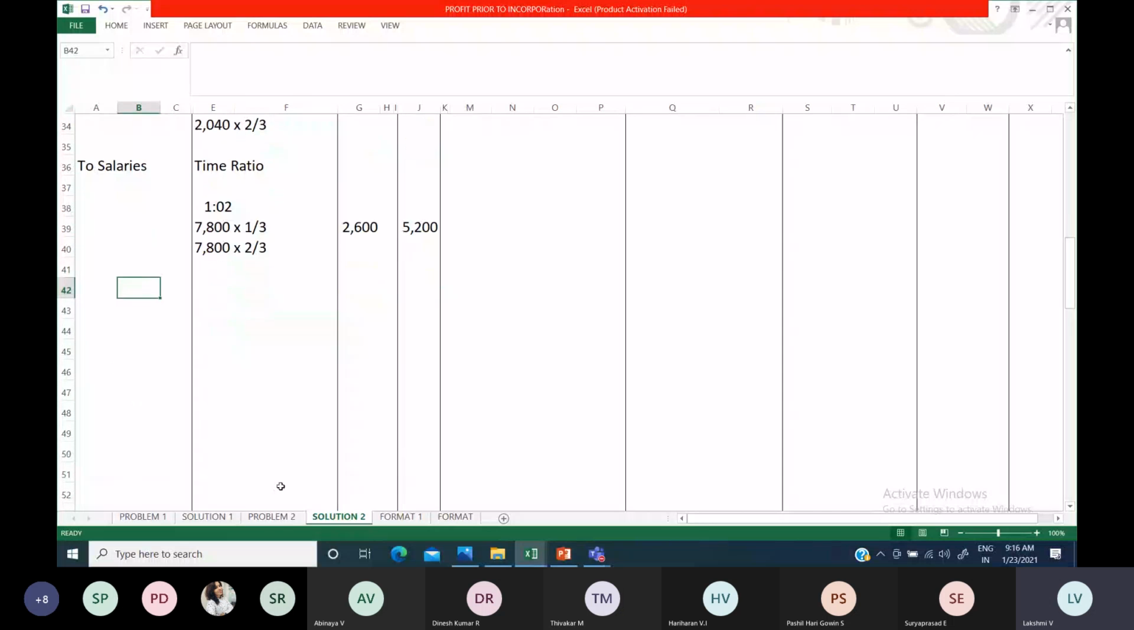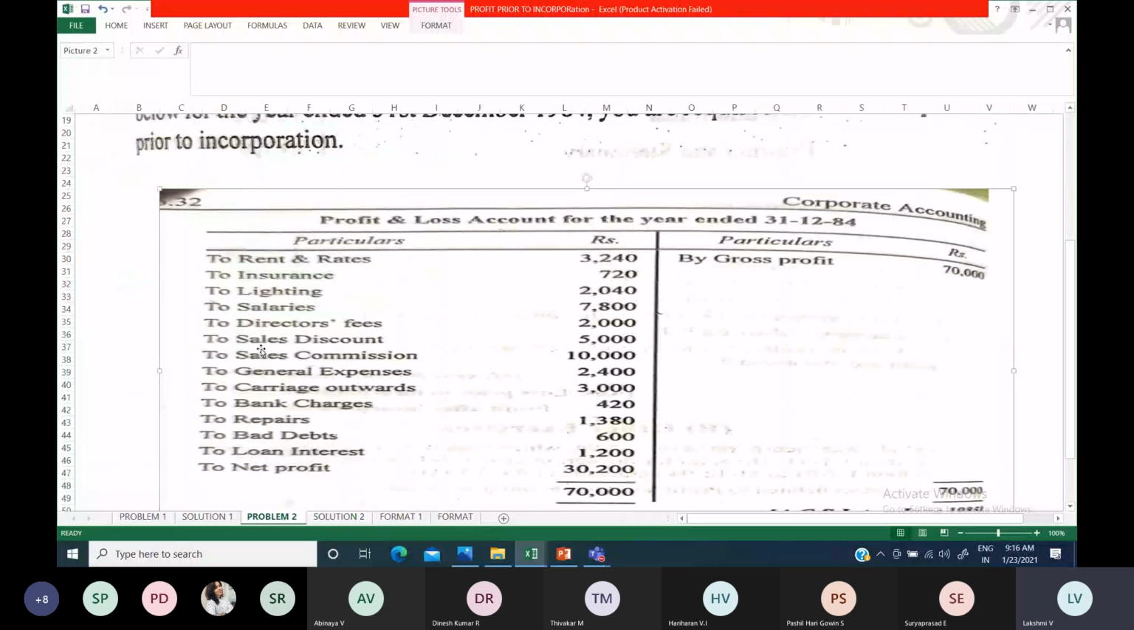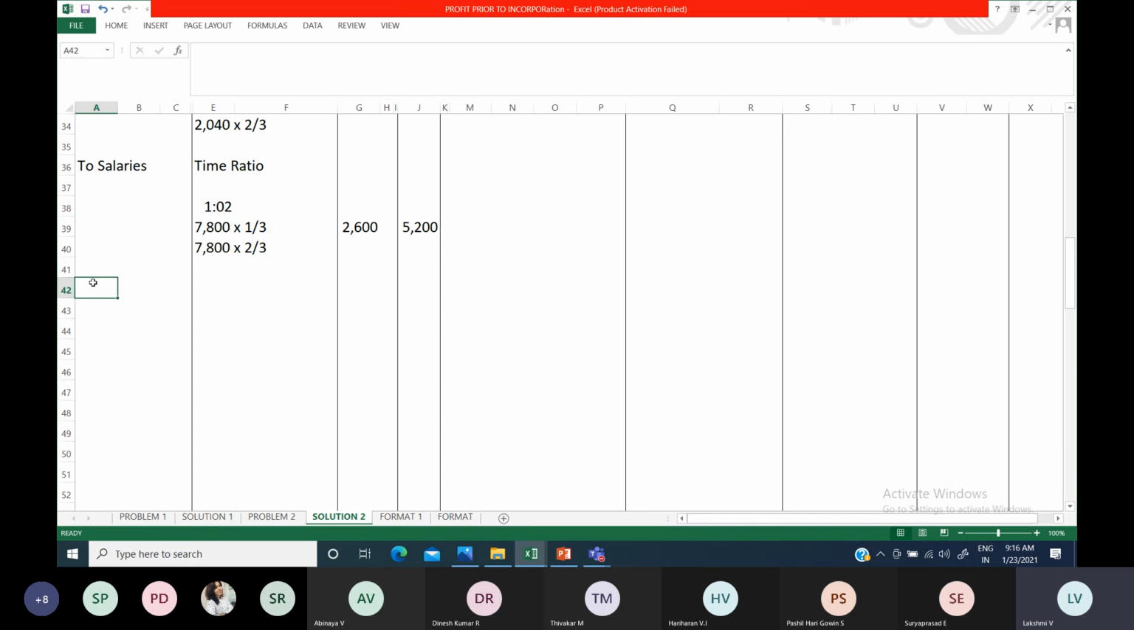So salaries we have finished, and moving to the next item, director's fees. Generally after the date of incorporation only, director's fees and everything will be paid. So director's fees will come under the post column. For this we don't require any ratios. So in the post column we will be showing that 2,000. Just mention director's fees, go to the post column and straight away show the amount 2,000.